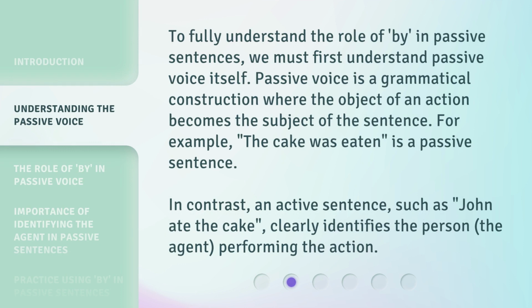To fully understand the role of by in passive sentences, we must first understand passive voice itself. Passive voice is a grammatical construction where the object of an action becomes the subject of the sentence. For example, the cake was eaten is a passive sentence. In contrast, an active sentence, such as John ate the cake, clearly identifies the person, the agent, performing the action.